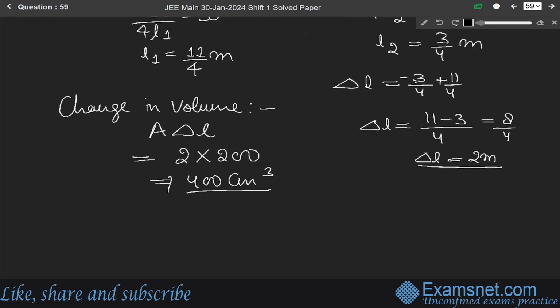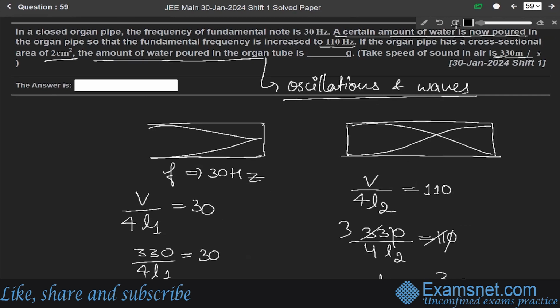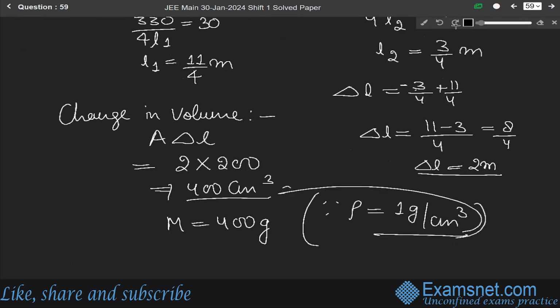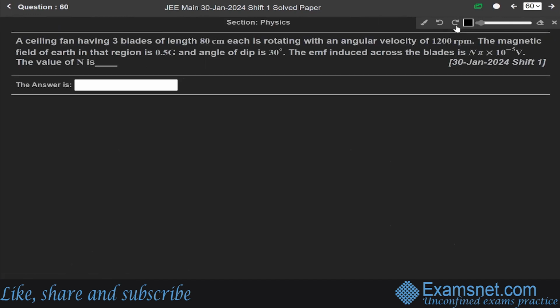So the amount of water poured in the organ pipe, M, will be equal to 400 gram. 400 gram, since density equals 1 gram per centimeter cube. So 1 gram per centimeter cube means the mass of water poured will be 400 gram. Okay. Now next question 60.